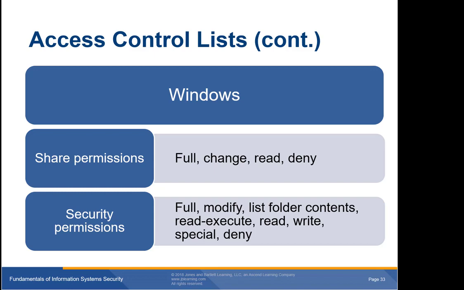And when you have security permissions, you have full, modify permission, list folder contents, read, execute, read, write, special, and deny. In both share and security permissions, deny overrides every other permission. But what happens if no ACL exists for a resource? Most authorization systems use implicit deny, which means that if no rule to grant access exists, access is automatically denied. This approach is more restrictive but more secure.